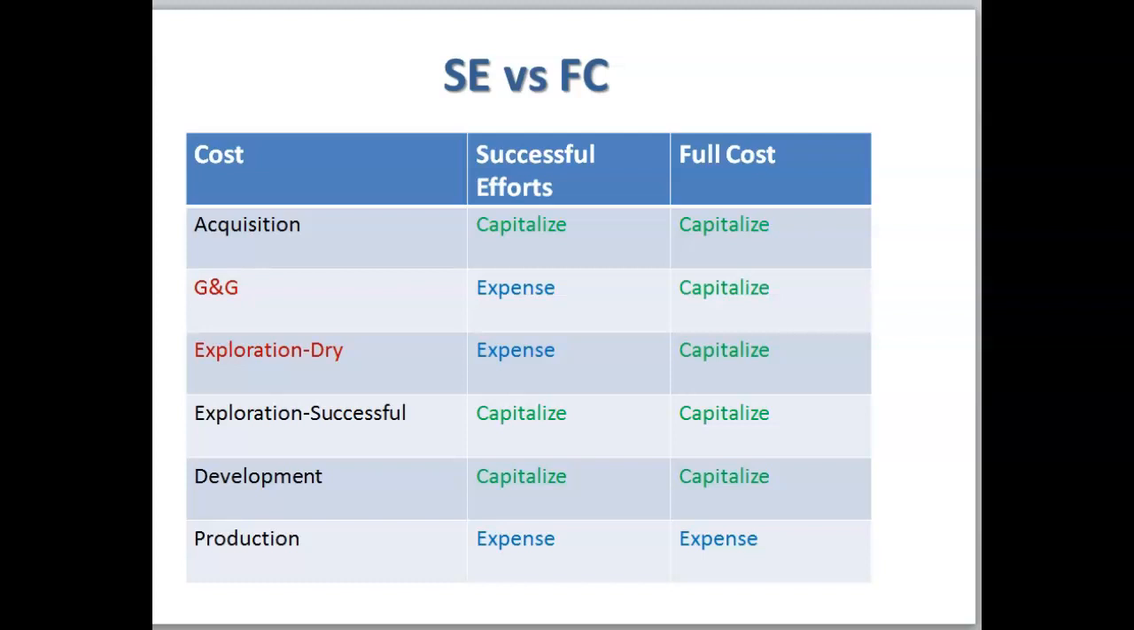Geological, geophysical costs. For successful efforts, they would be expensed. For full cost, they would be capitalized. If we drill an exploratory well, based on the results using successful efforts, will determine if it's going to be expensed or capitalized. So if we drill an exploratory well and it's dry, meaning it's unsuccessful, there are not economically feasible reserves associated with it, it's going to be expensed. If it is successful, there are some reserves that are economically feasible to extract and to produce. They would be capitalized.